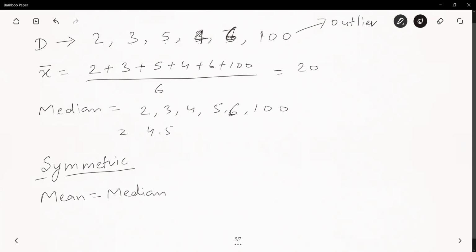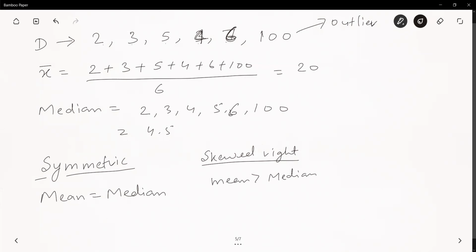But if the mean is greater than the median, in this case your data set is going to be skewed. Your data set is going to be skewed in a right hand direction. So here the mean is greater than the median.